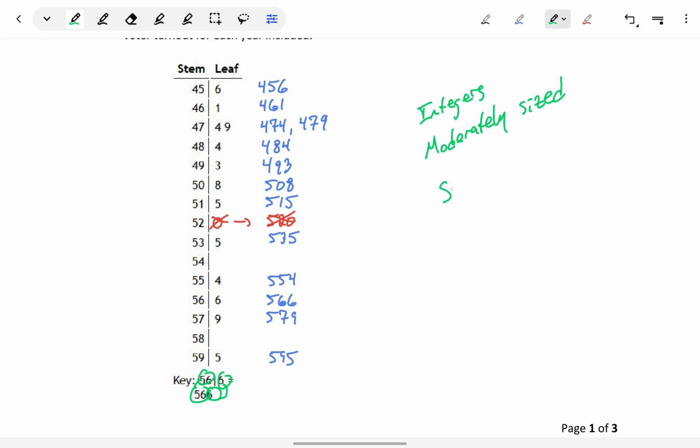And one perk of stem plots is that they show all of the individual data values. So none of the individual data values are lost when we convert it into this visual representation.